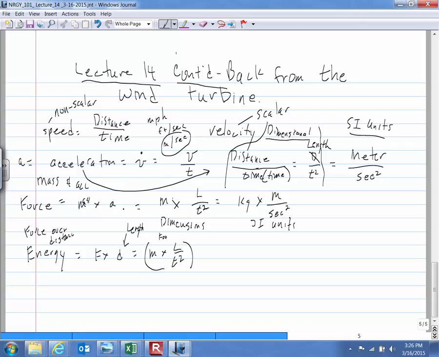I was going to try to be really neat with this one. All right, times, again, length. Okay, so what does that come out to be? It's mass times length squared over time squared in dimensions. In SI units, mass is kilograms, meters squared per second squared.